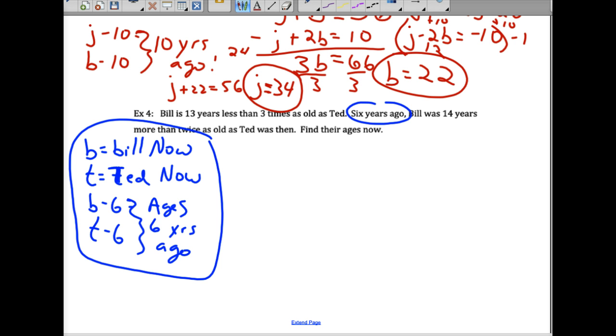Okay? B is Bill, T is Ted. 6 years ago, they were B minus 6 and T minus 6, respectively. Write the first equation. You can do this, people. Write the first one. B equals 3t minus 13. Perfect. Probably going to use substitution here. Bill is 13 less than 3 times Ted's age.